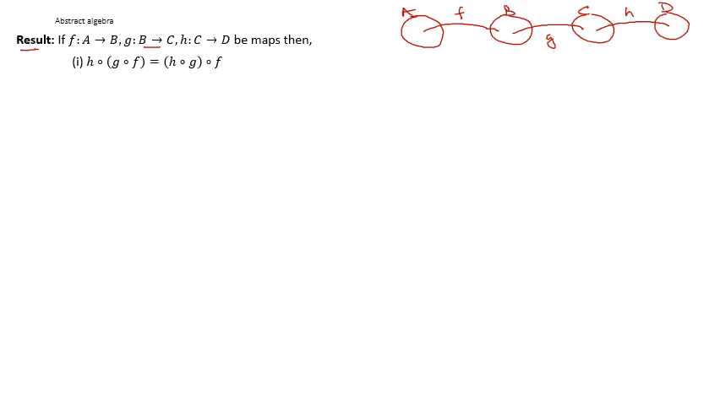Then we have to show first that H composition G composition F will be equal to H composition G composition F. That means composition of mapping is associative. Also, we'll show that if I is the identity map of A and J is the identity map of B, then F∘I is F and J∘F is also F.